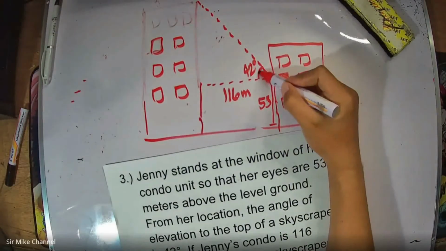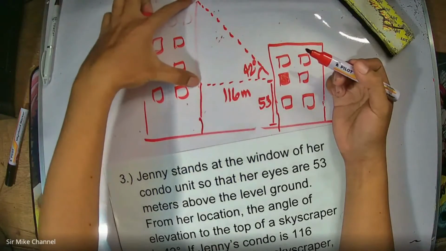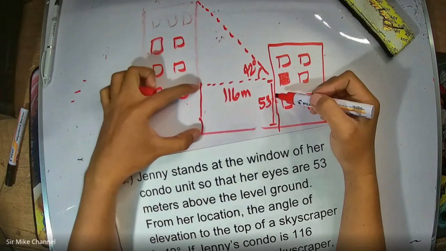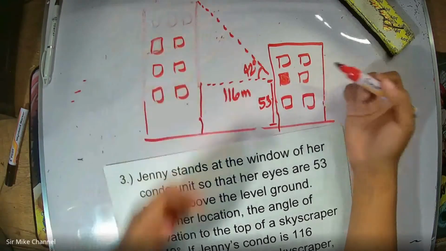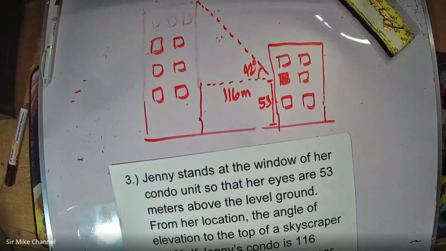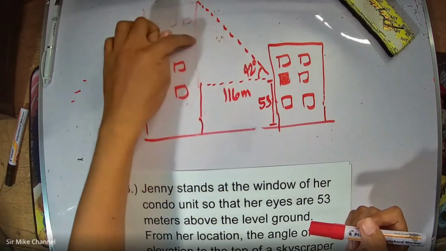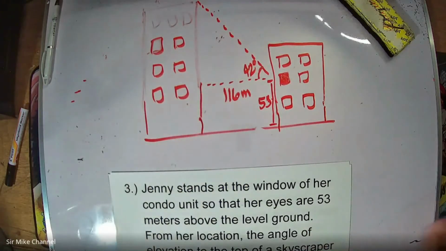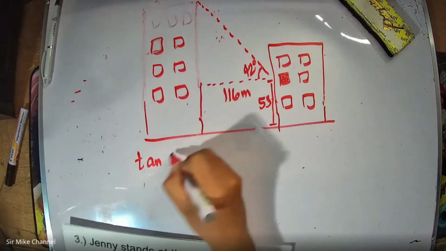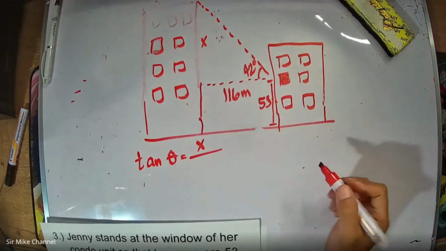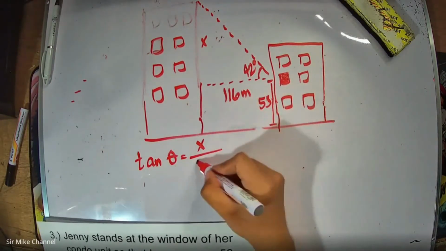Okay, para ma-solve natin yan, kukunin muna natin yung measurement nito. Pag nakuha na natin yan, saka natin i-add yung 53, yung measurement natin dito. So, yung sagot dito plus 53, that is the height of the skyscraper. Okay, so reference natin, opposite tsaka adjacent. Opposite, adjacent, so that is tangent. Tangent theta, opposite natin is unknown, ito yung x, over adjacent natin, ito, 116.